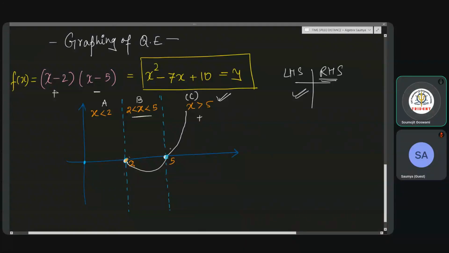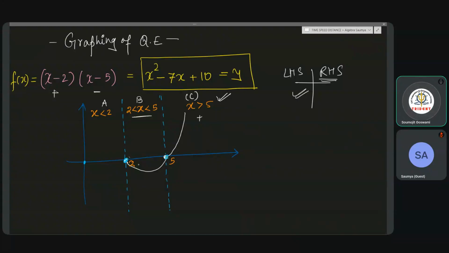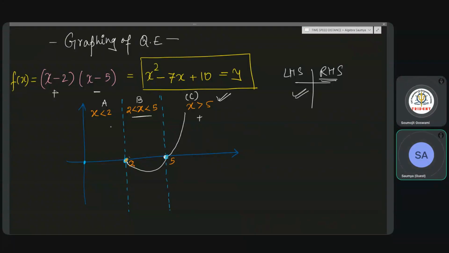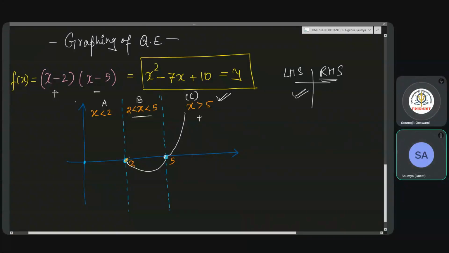Okay, I hope you understand what I'm saying. Between 2 to 5, the curve is in the lower half of the x-axis. Lower half of the x-axis is the negative x-axis territory. Can you please repeat? Why will it be in the lower half? It is negative. Yeah, and that is why we are writing it, positive into negative. So -2 into -3 or -5 is -10.